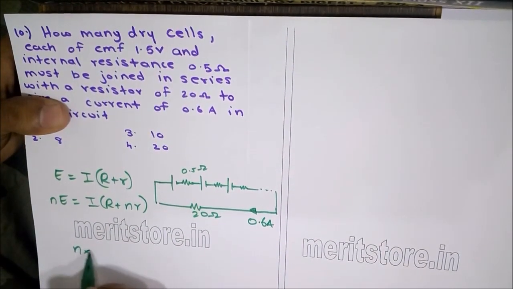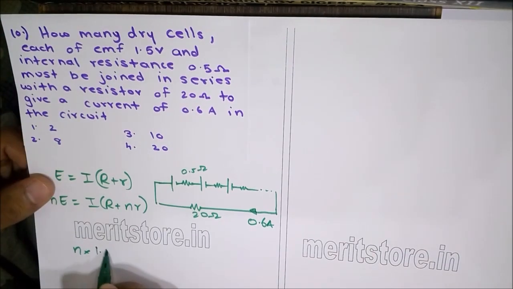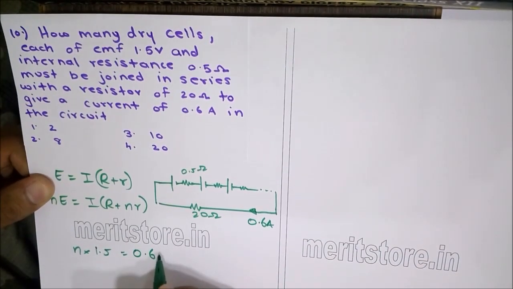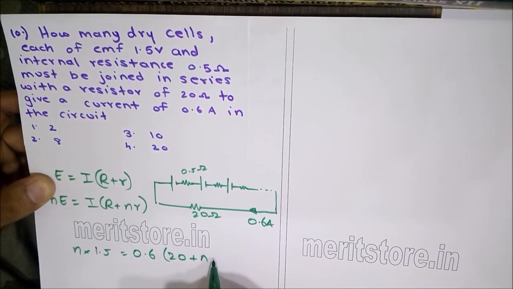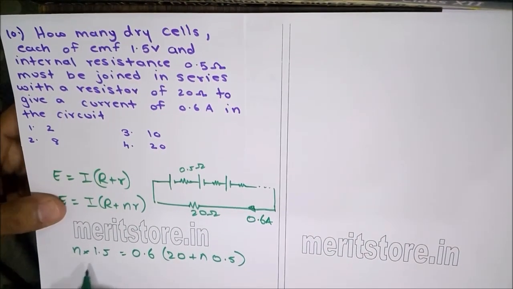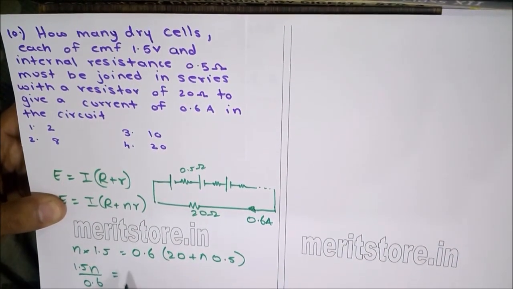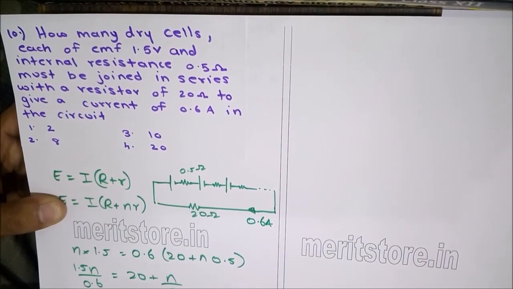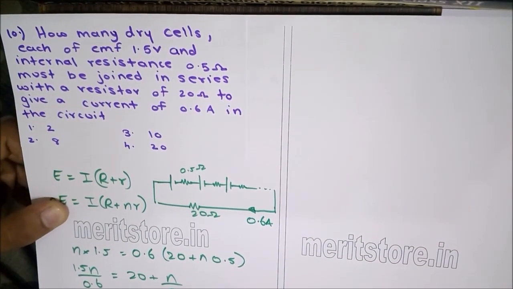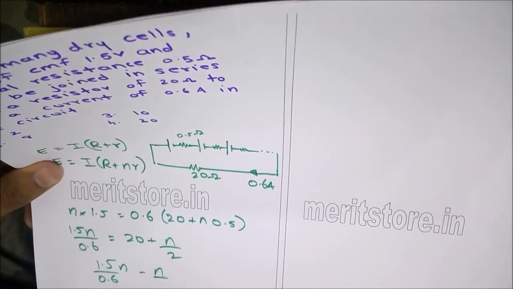So n into EMF of 1.5 is equal to 0.6 amperes into external resistance of 20 plus n times internal resistance of 0.5. So solving this, 1.5 times n upon 0.6 is equal to 20 plus n by 2. Therefore 1.5 upon 0.6 n minus n by 2 equals 20.